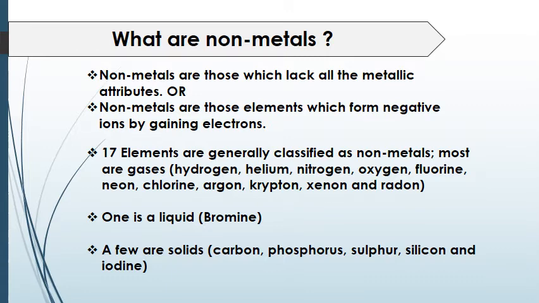We know that at present we have a total of 118 elements, of which 91 are metals and 17 are non-metals. Most of the non-metals are in gas form. Only one is in liquid state and a few are solids.